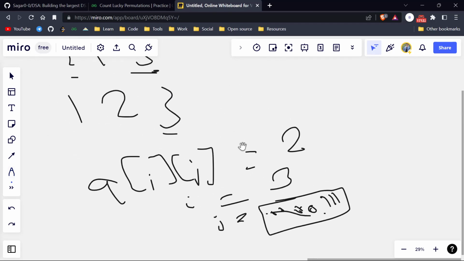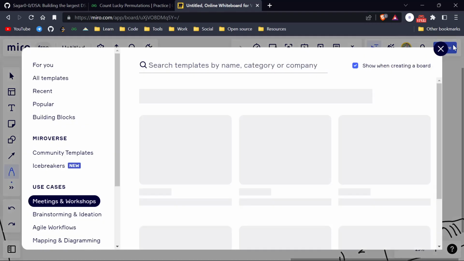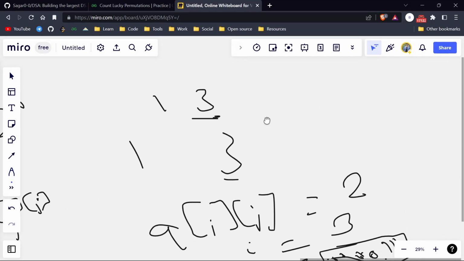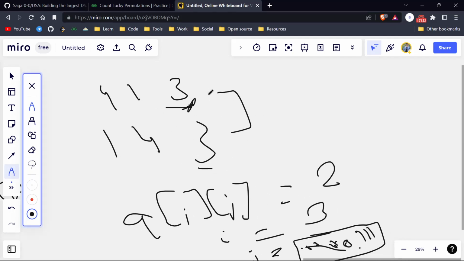So suppose we don't have this 2 here. If we don't have this 2, we will just remove this, and that means there are a total of two permutations that are okay. No, there are no two permutations. I think I have to write 4 and 4 here. Okay, so there are now a total of two permutations that are ending with 3.